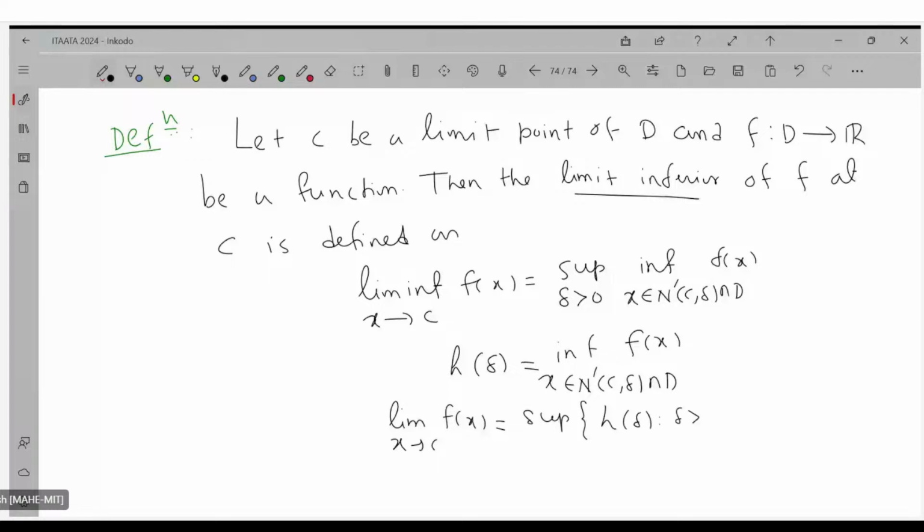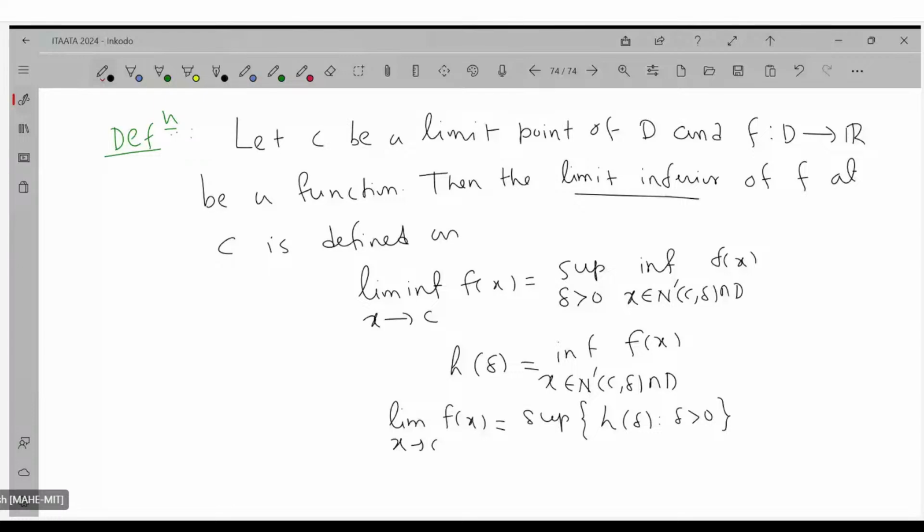One thing I think you have observed is that g of delta, the way we defined it, is a monotonically increasing function, and h of delta is a monotonically decreasing function. The more you increase the value of delta, the more chance you have to get a lesser minimum value. Anyway, that's how we are defining the limit infimum of a function. Working with this definition is really difficult, so we have some theorems that I will come to later. But first of all, what is it?